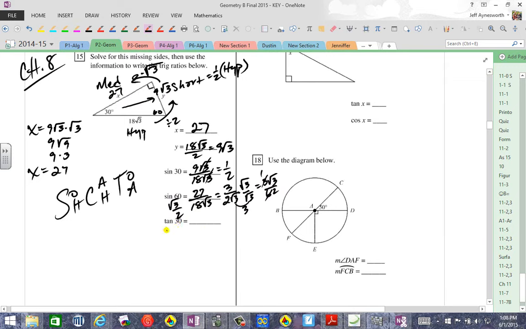So opposite divided by adjacent right here. I take 9 root 3 divided by 27. So 9 root 3 divided by 27. Simplify, you get root 3 over 3. If you don't know why, then divide both by 9. And I get this right here. You can see it, root 3 over 3. So you just have to understand the ratios.